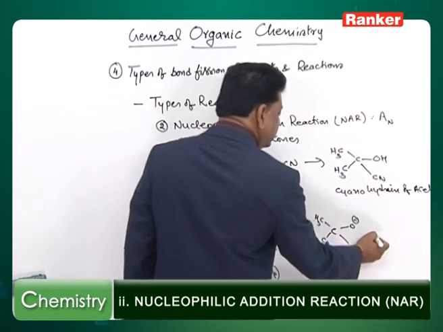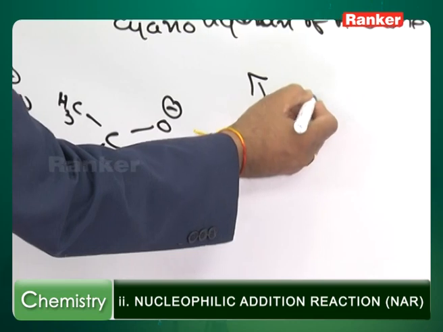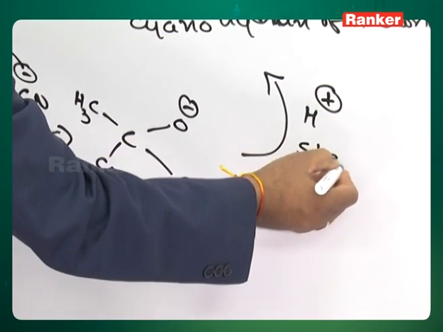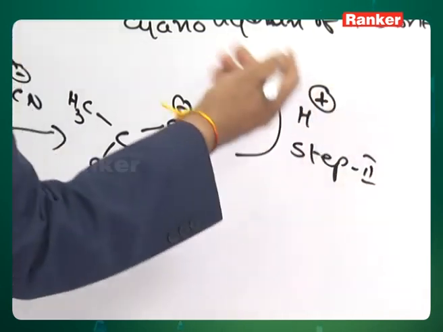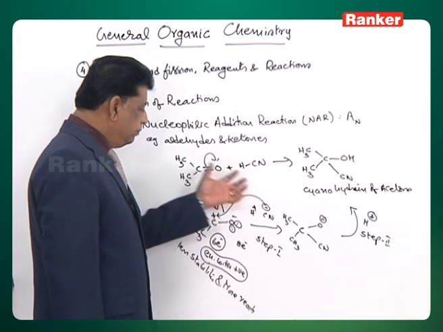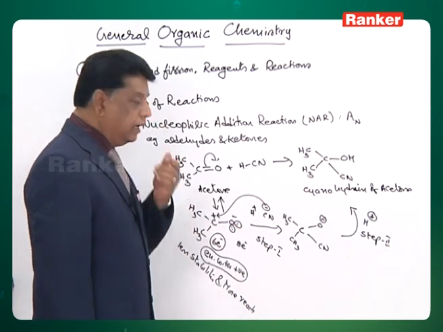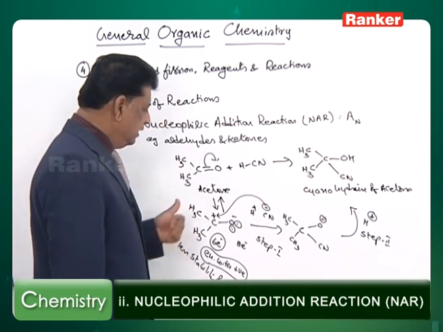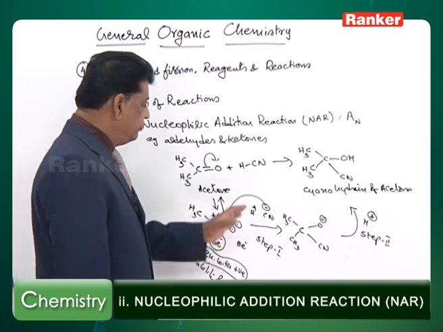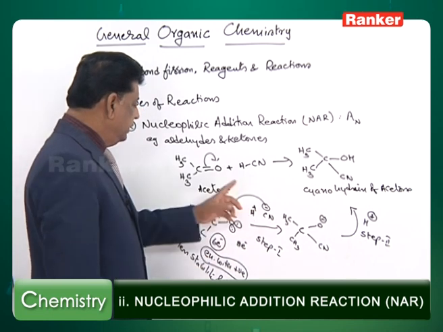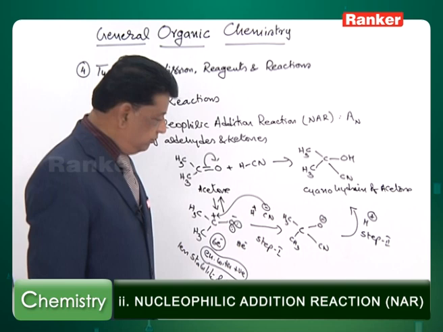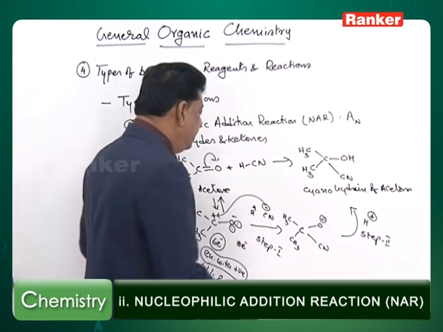Now, the H plus is added. That is step 2. Step 1 is the nucleophile, step 2 is the electrophile. Always, the second step will not have much significance. Step 1 decides the reactivity, increasing, decreasing, fastness, all that kinetics approach depends on step 1. So, the moment cyanide attacks, followed by the H plus, the reaction is complete.